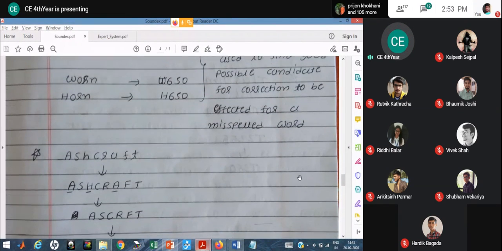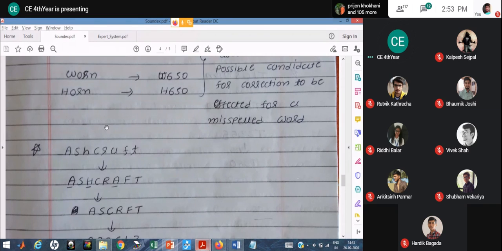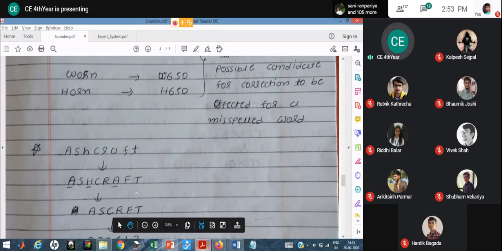Now see the next word, everyone. Suppose the word is Ashcraft, A-S-H-C-R-A-F-T. Now all of you know, what is the first step of the Soundex algorithm? You have to capitalize it. So first you have to capitalize it.